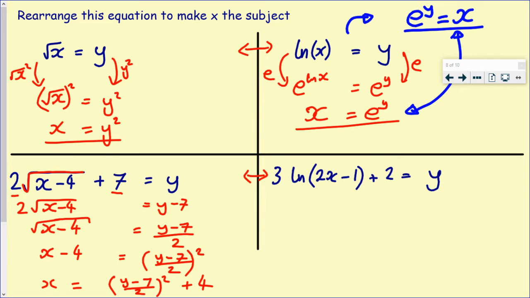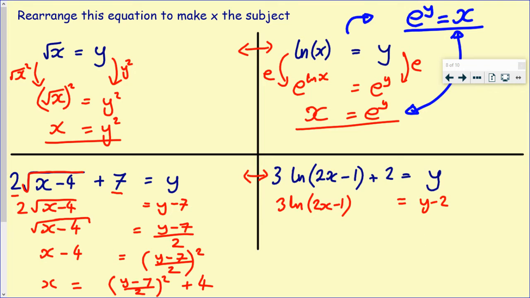So we're trying to get rid of the things around the square root before we can get rid of the square root. So we've got to do the same over here when we're dealing with this logarithm. First of all, let's subtract 2, so y minus 2, 3 ln 2x minus 1.